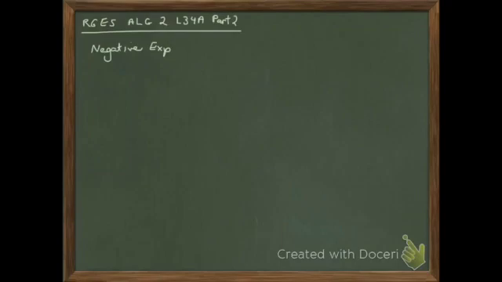Algebra 2. This is lesson 34A, and remember there will be no lesson 34B. This is our last tape. This is part 2, and we are continuing with our final exam review. Now this is a new section, and we're talking about negative exponents. Some of you were kind of weak on this, so we want to review this idea carefully.